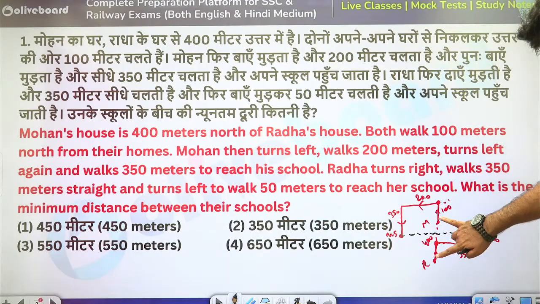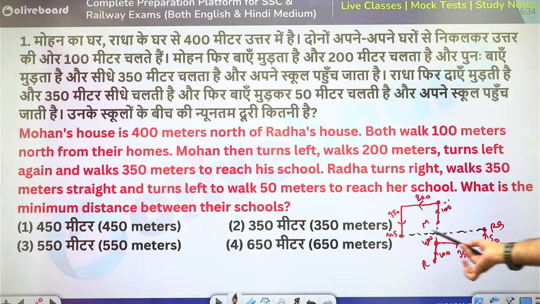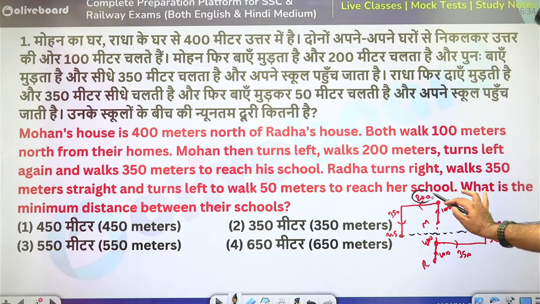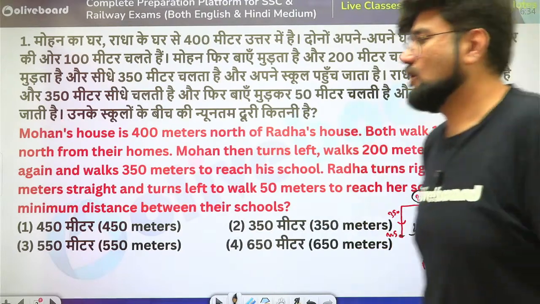Because after moving 100 meters in the north, each of them, they still had 400 meters difference between them. And now this movement has happened. The question is simply asking you what is the minimum distance between their schools. So if this is 200, this is also going to be 200. And if this is 350, this is also going to be 350. 200 plus 350 is 550. Option 3 is the correct answer.